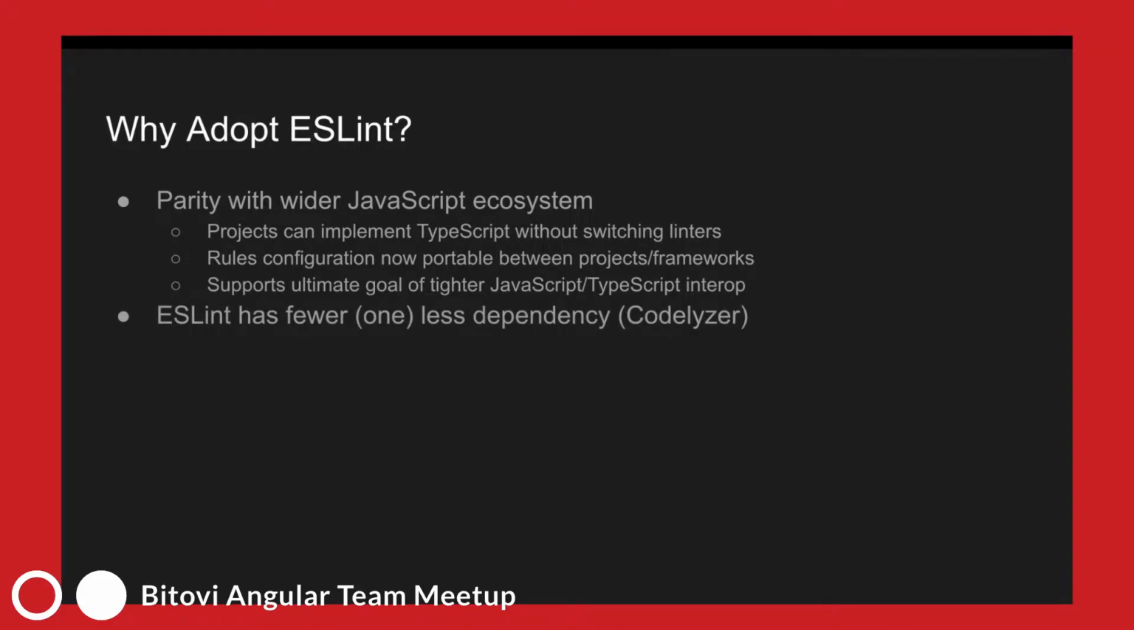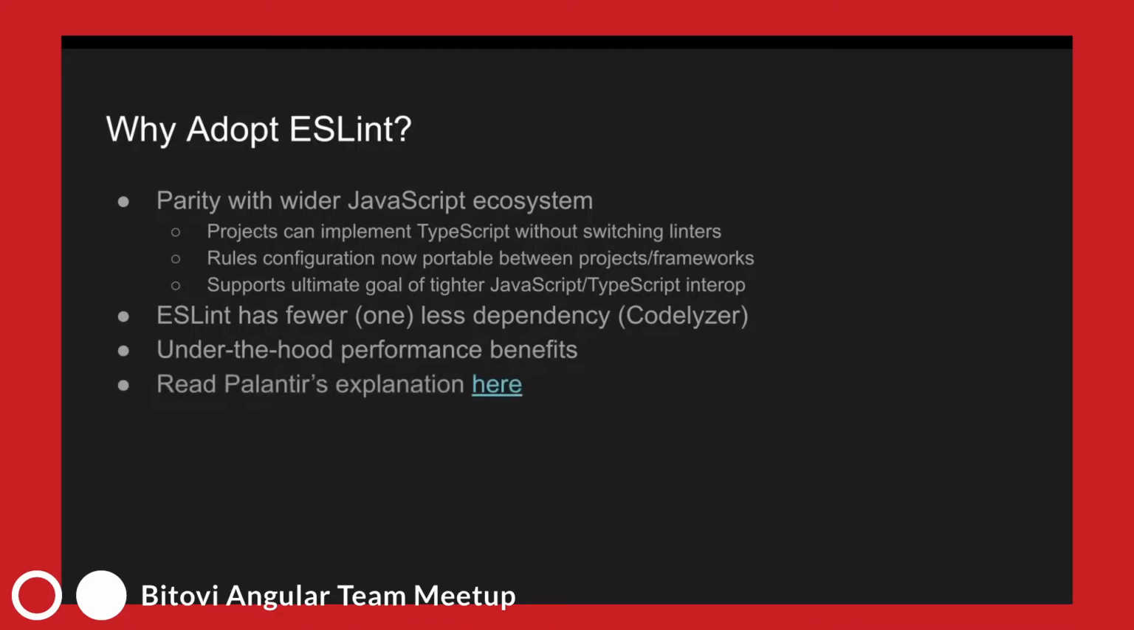Eslint also has one fewer dependency than the old Teslint tool did. There's no longer the dependency on Codalyzer, so that's something that can be dropped. There are some under-the-hood performance benefits as well, which we won't really bother to get into today. But if you're interested in more of the rationale behind why this migration was made, Palantir did a really good write-up of why they chose to deprecate the framework and push the community in this direction. Definitely worth a read.